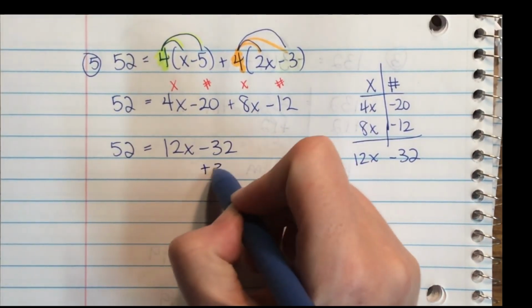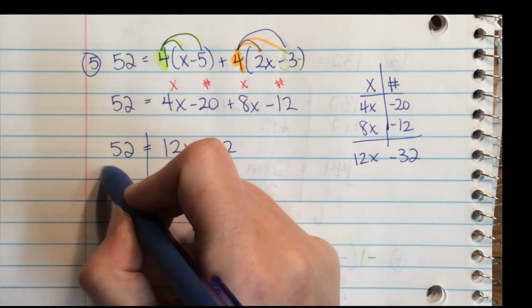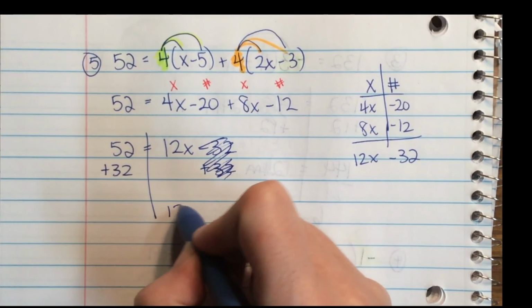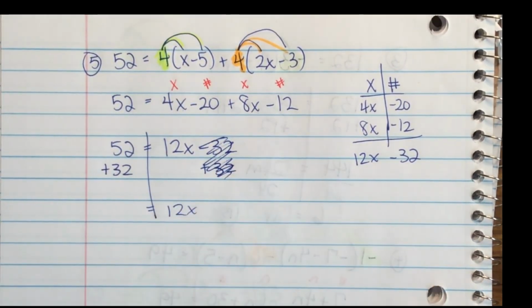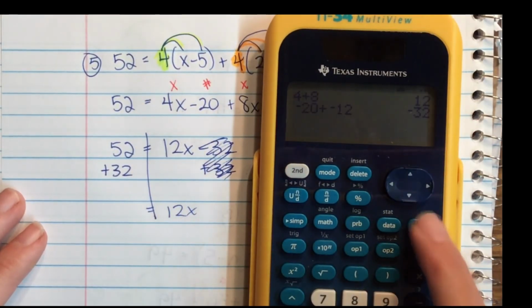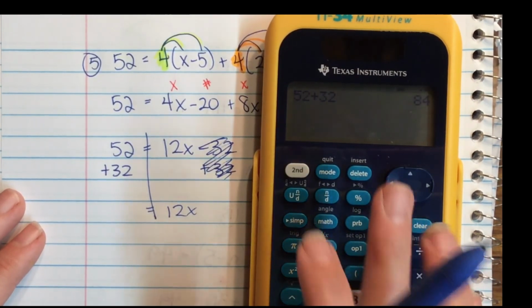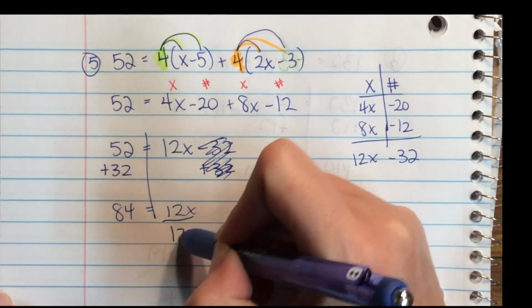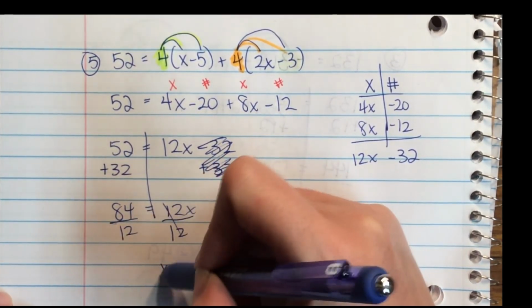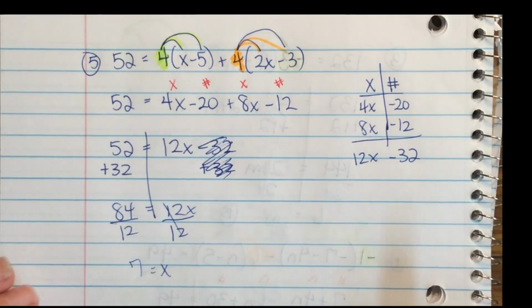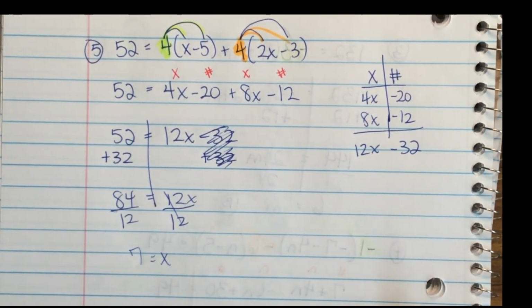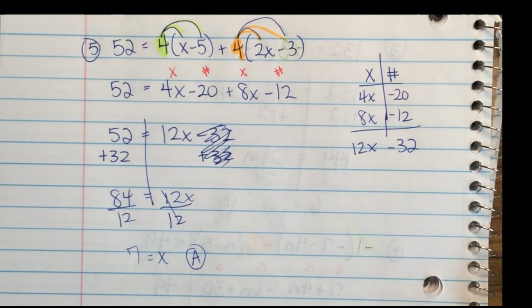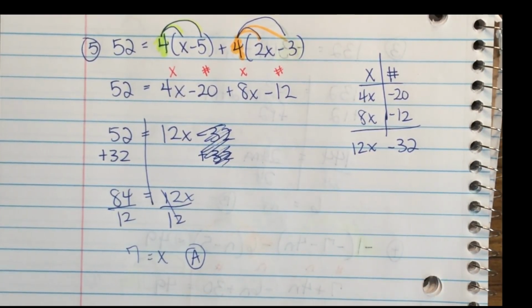So I'm going to add 32 to both sides. Let me draw my line. These 32s will go away, and I'll be left with 12x, and I have 52 plus 32, which is 84. Then I divide by 12, and x equals 7, which is letter A. All right, we're halfway done.